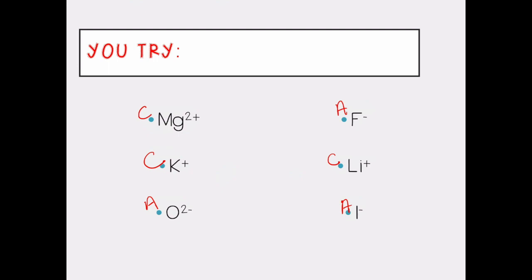Because this magnesium ion is a cation, that's exactly what we call it. It is just a magnesium ion. Same thing with my potassium ion. And same thing with my lithium ion.